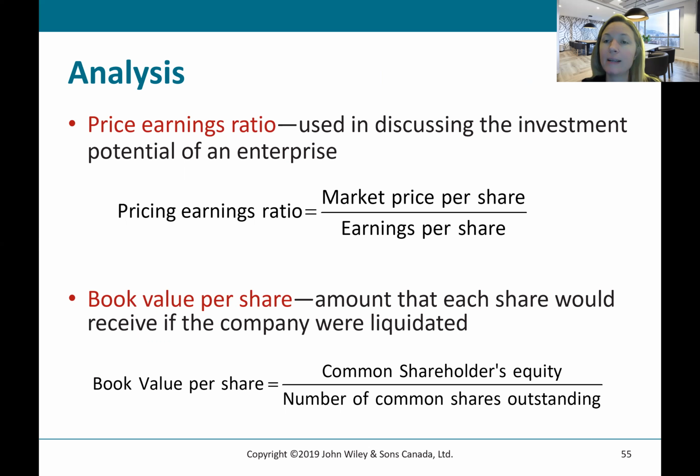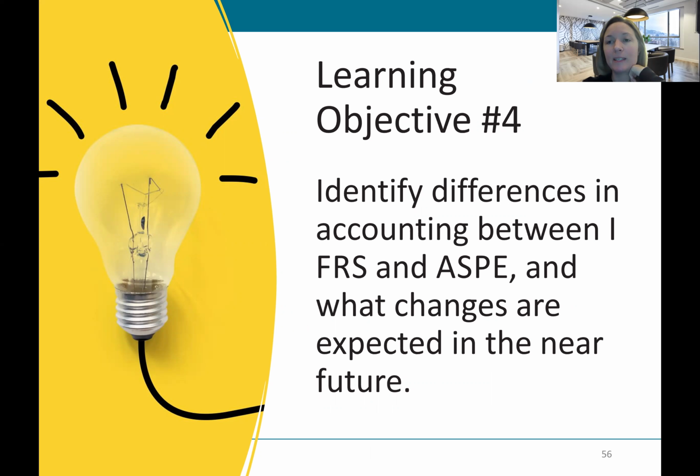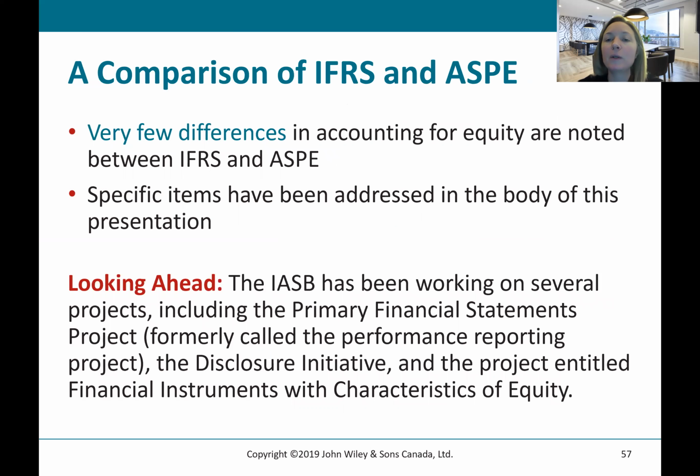Last but not least, learning objective number 4. This is just considering any differences between IFRS and ASPE. It's a very short learning objective because there are very few accounting differences for equity. We did look at a few differences throughout the chapter. The most notable difference is that IFRS still requires more disclosure around equity.